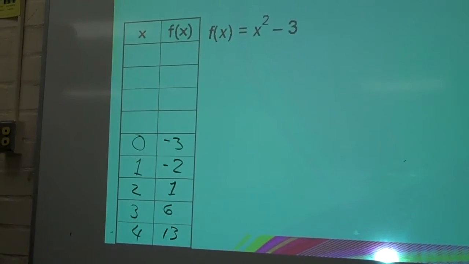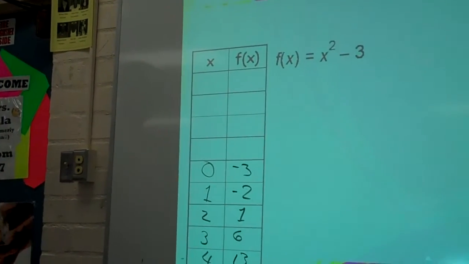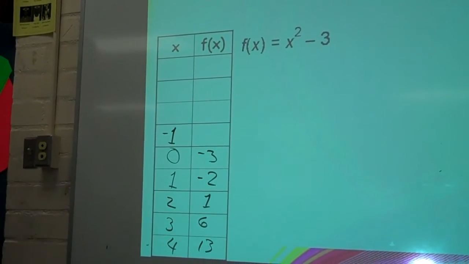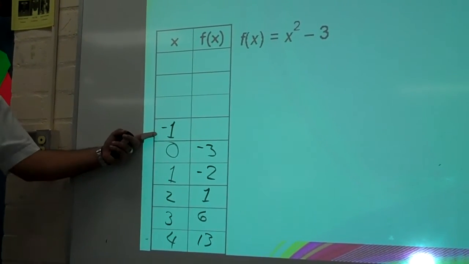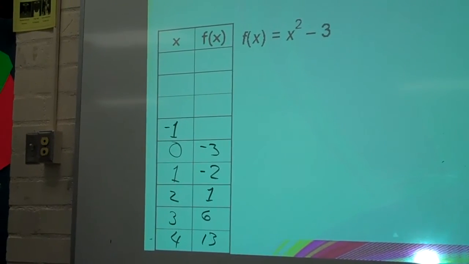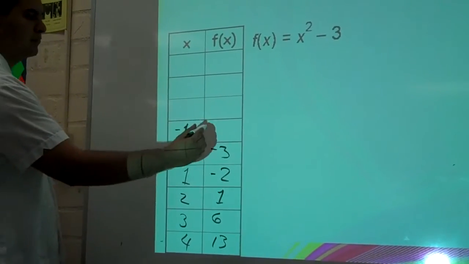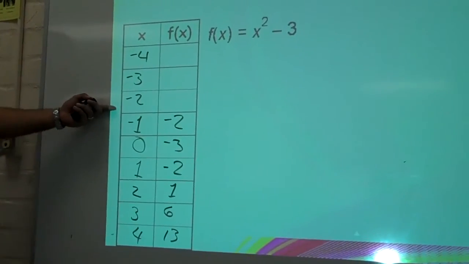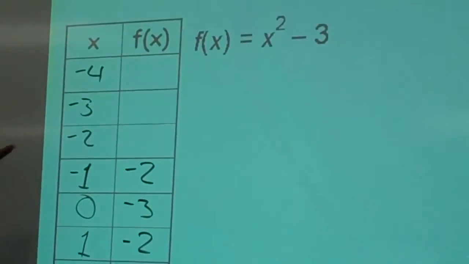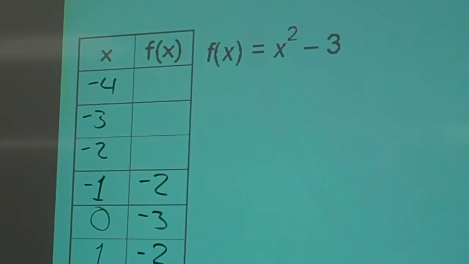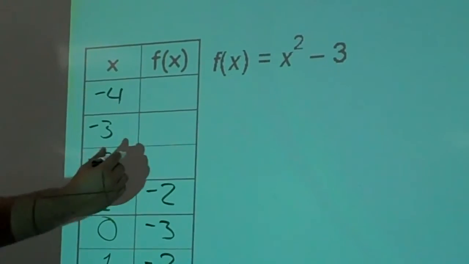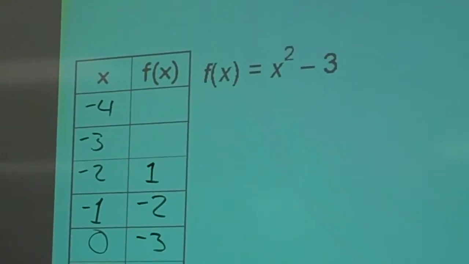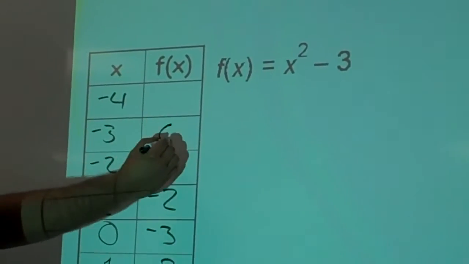Now here's something interesting about the fact that this is a special function. If I plug in a negative 1 into this function, what am I going to get? Negative 2. It just starts repeating itself. If I plug in a negative 2 into my function, what am I going to get? 1. So, does anybody see a pattern as to what negative 3 and negative 4 are going to be? 6 and 13.